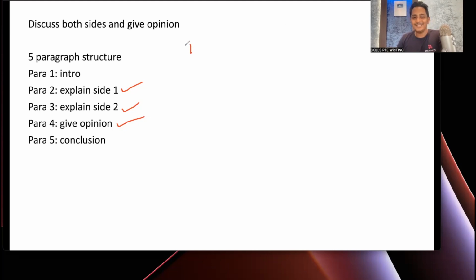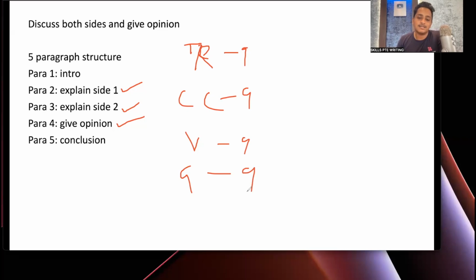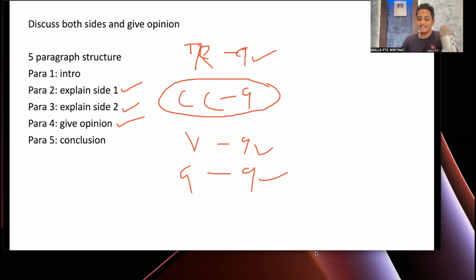Task response, coherence and cohesion, vocabulary, grammar. These 4 will be evaluated for any essay. This is 9, this is 9, this is 9, this is 9, divided by 4. That will be your score. Vocabulary and grammar are not very strict. Everyone will get 7, 7.5 easily. Task response, if the idea is correct, you will get. But coherence and cohesion is the difficult one, not very easy to get. For this to get 9 out of 9 or 7 or 8 out of 9, inside para 2 and para 3 you need a solid structure.